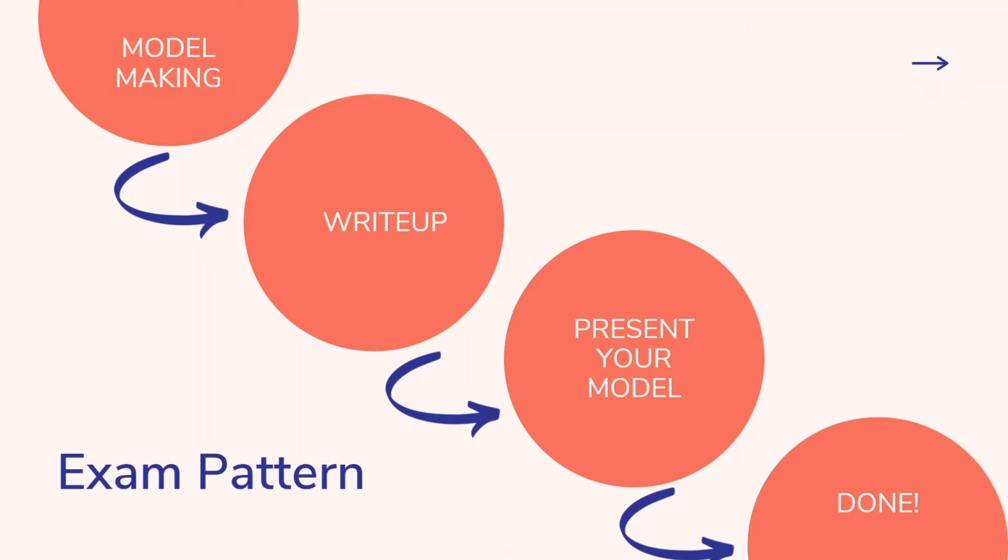So first would be model making, where you will be given a topic and you will have to prepare a 3D model based on it. Then is the write up part, that is describing your model in some words, and then would be presenting your model. So that's the 3 steps that you need to do while appearing for the NIFT Situation Test, and that's it, you are done with the exam.